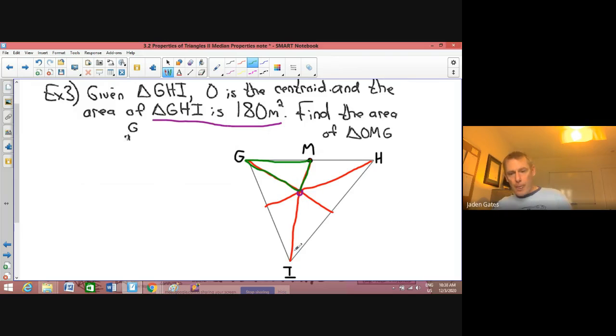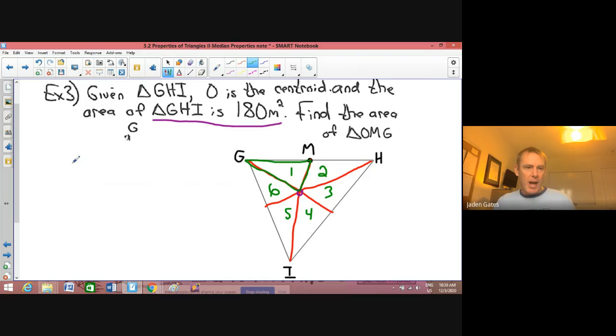All right, now, what happens here is a median cuts the triangle in half. But if you have all the medians, what happens is your triangle gets cut into 4, 5, 6 equal pieces. So all this piece here is 1/6 of 180. So if I take 180 and divide it into 6 pieces, that will be the area of area 1, area 2, area 3, area 4, area 5, and area 6.